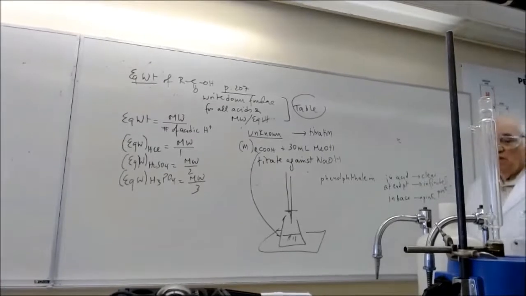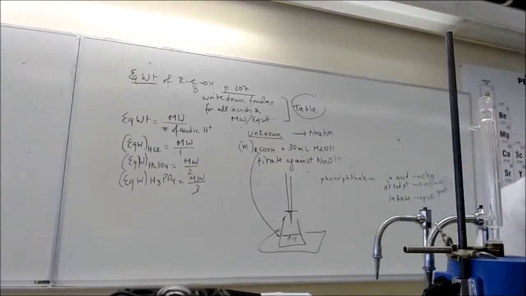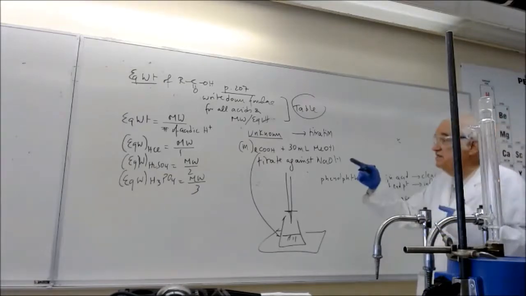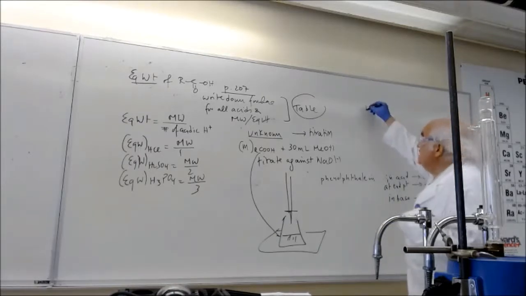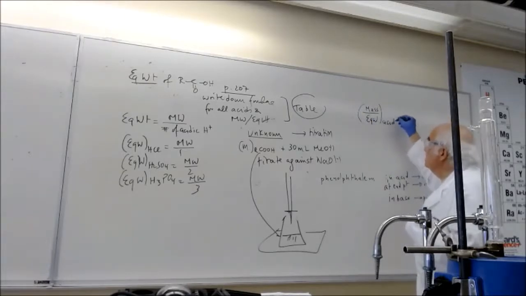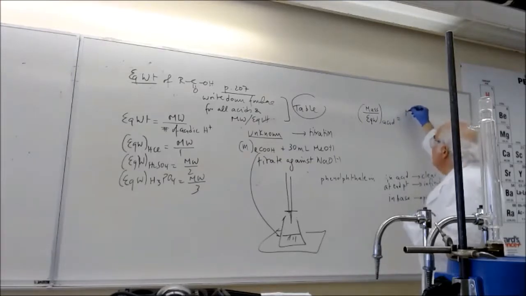We will perform this titration using different masses. And so what we have here is mass over equivalent weight of acid equals the molarity times the volume of NaOH in liters.